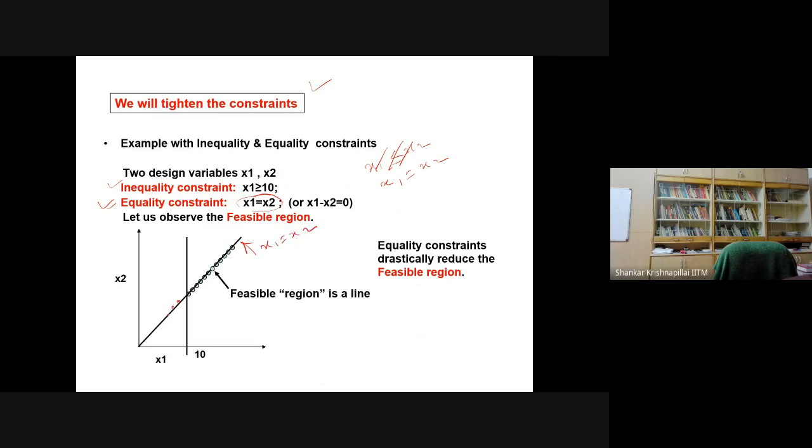All the xy points must lie on this line, and this is the region which says that x1 is greater than 10. If you want to satisfy both of these, only these points will satisfy both conditions. That is, it has to lie on the line, and also x1 should be greater than 10. So you can see that equality constraints will drastically reduce the feasible region. So before you give equality constraints, you have to carefully think.